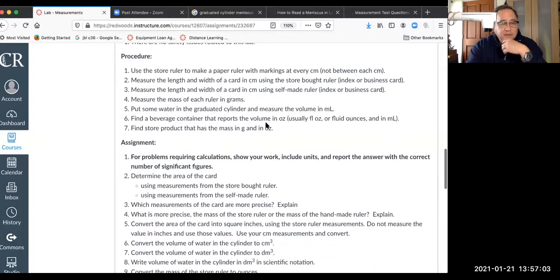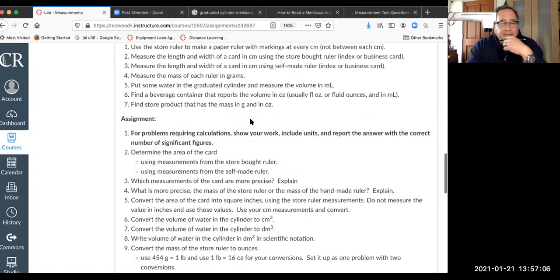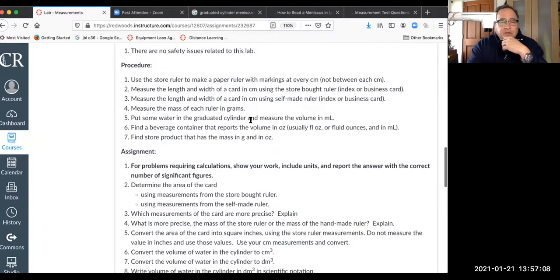Now, let's go to 4, 5, 6, and 7. You can see that each of those, you're going to have to write down information or data.